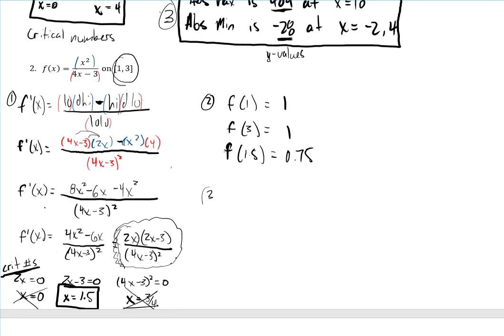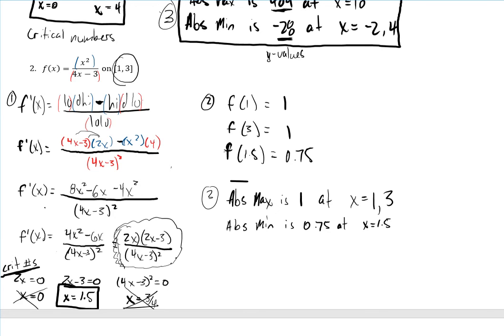So now our step 3, our absolute max is 1 at the 2 x values it occurred at. So it occurred at x equals 1 and x equals 3. Our absolute minimum is the 0.75 at x equals 1.5. And there we go. So there's our calculator helping us out.